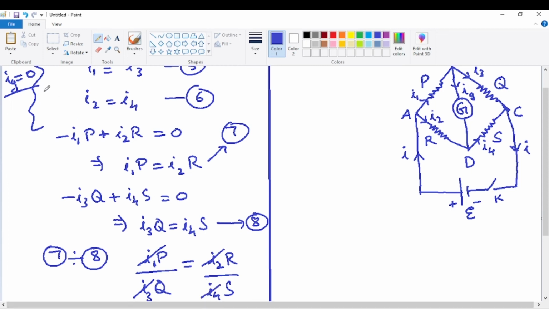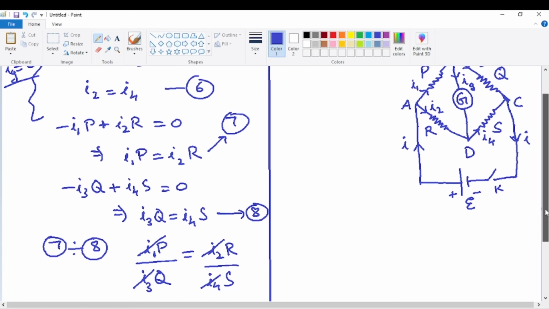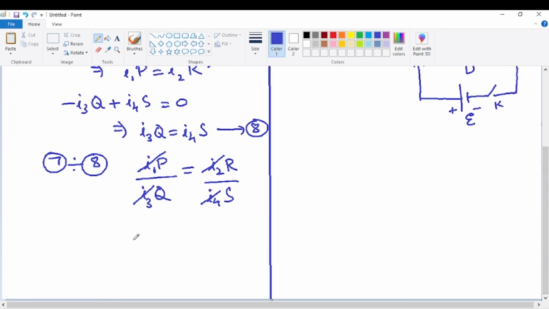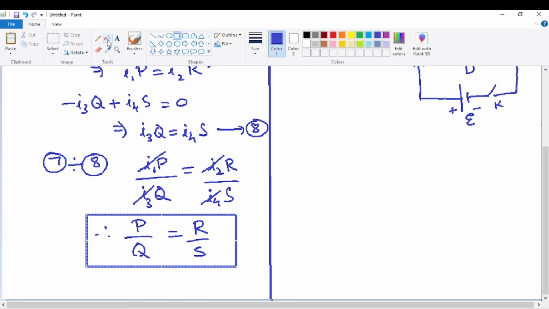Because the bridge is balanced. So if the bridge is balanced, we are getting finally that P by Q is equal to R by S. So only because the bridge is balanced, the relation between the four resistances, we are getting it as P by Q is equal to R by S. This will never be getting if Ig is not 0. So whenever the bridge is balanced, always the four resistances will be related as P by Q is equal to R by S. This is very, very important.